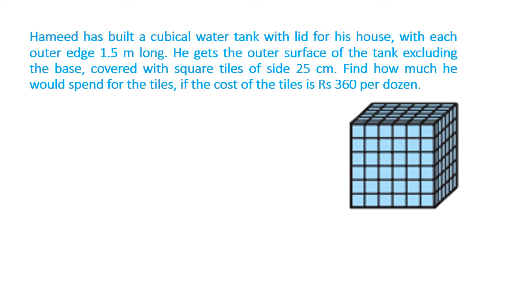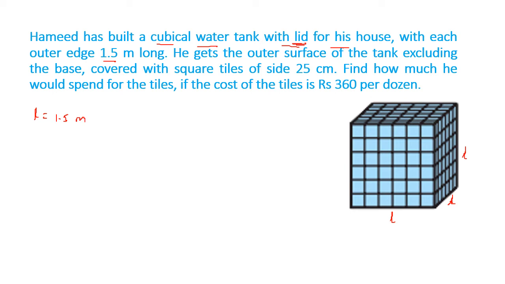The next sum. Hamid has a cubical water tank. What does cubical mean? The length, the breadth and the height all are the same. They all are L. So he has a cubical water tank with a lid for his house. It has a lid, the top. Now each edge is 1.5 meter long. So the length of the cubical tank is 1.5 meter.